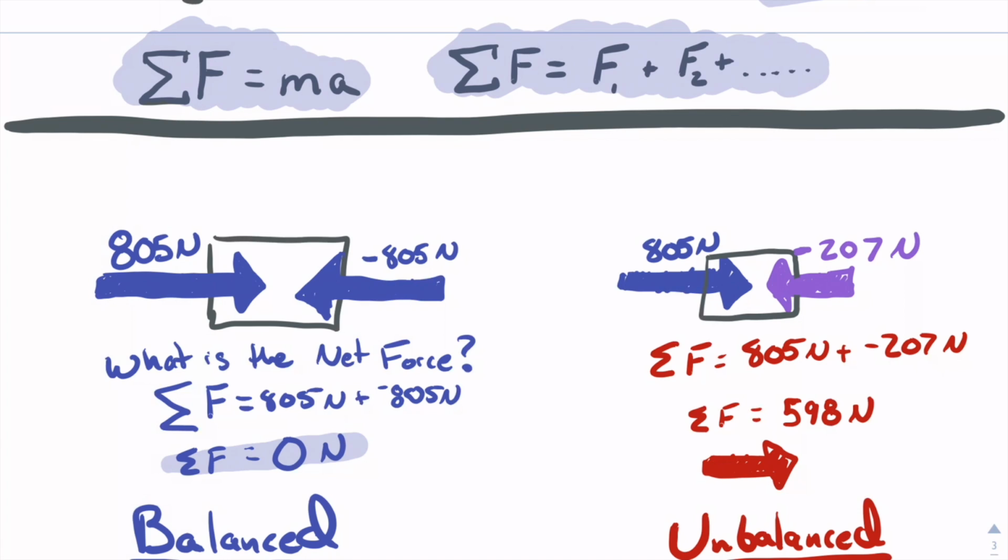Over on the side with the right, one force is bigger than the other. And so even though they're acting against each other, the side of the 805 ends up being a little bit bigger, and that wins out, giving us a net force to the right.